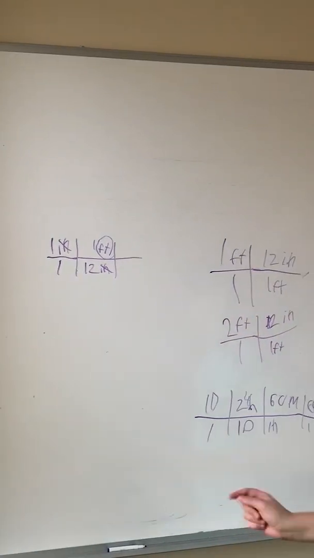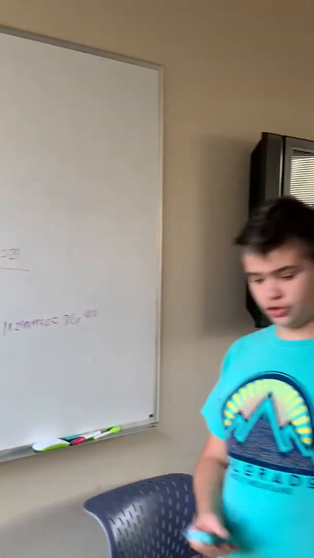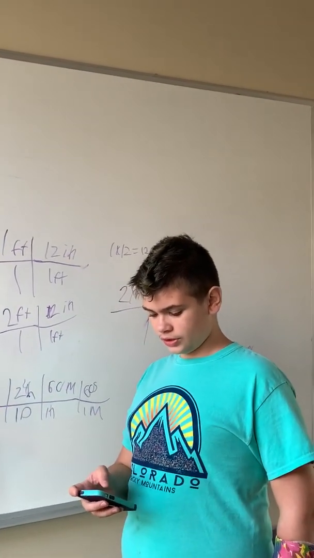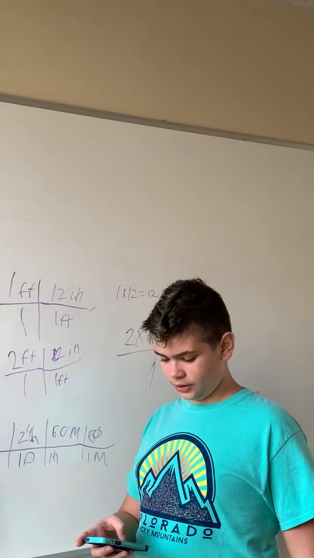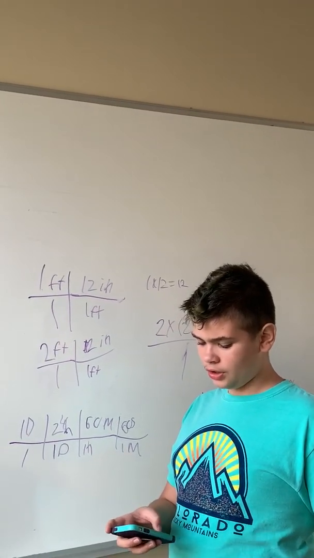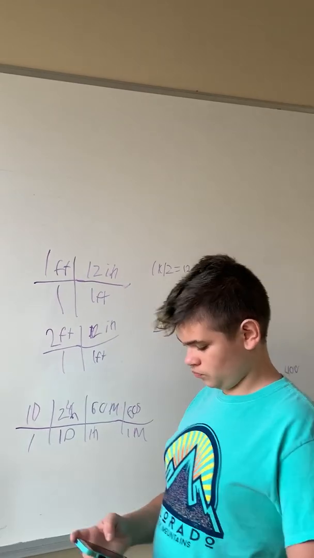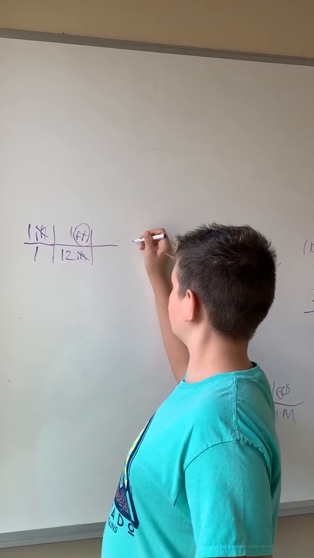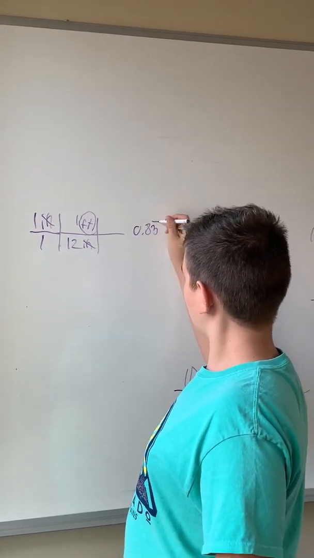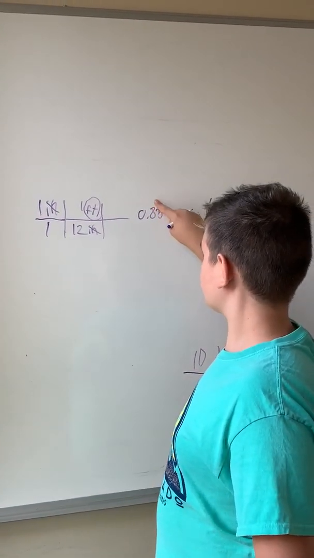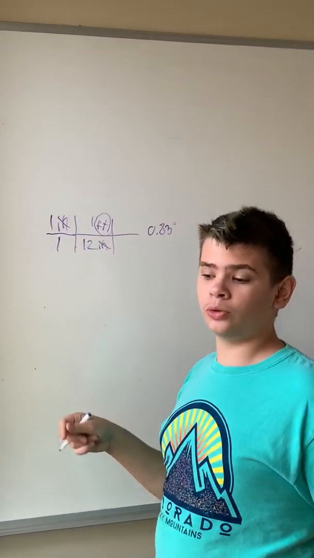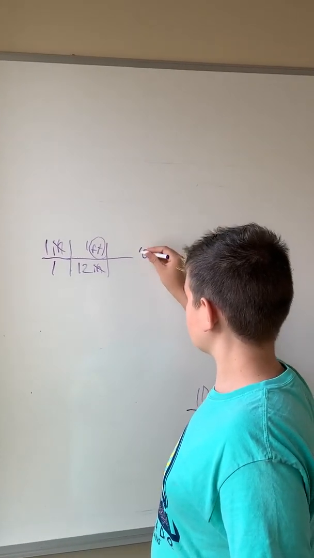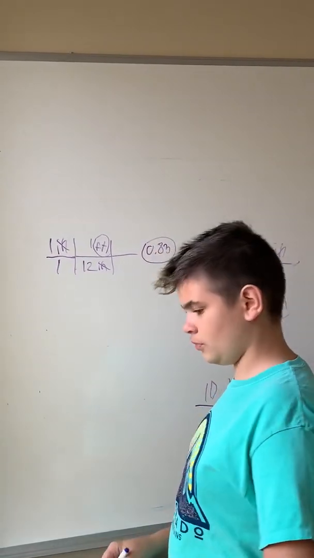Now we do more math. How many times does 12 go into 1? Well, let's see. 1 divided by 12 is 0.83 continuing, or just 0.83 if you want to be a normal person that doesn't use the continuing sign. So yeah, that's how many feet are in an inch. A very small amount.